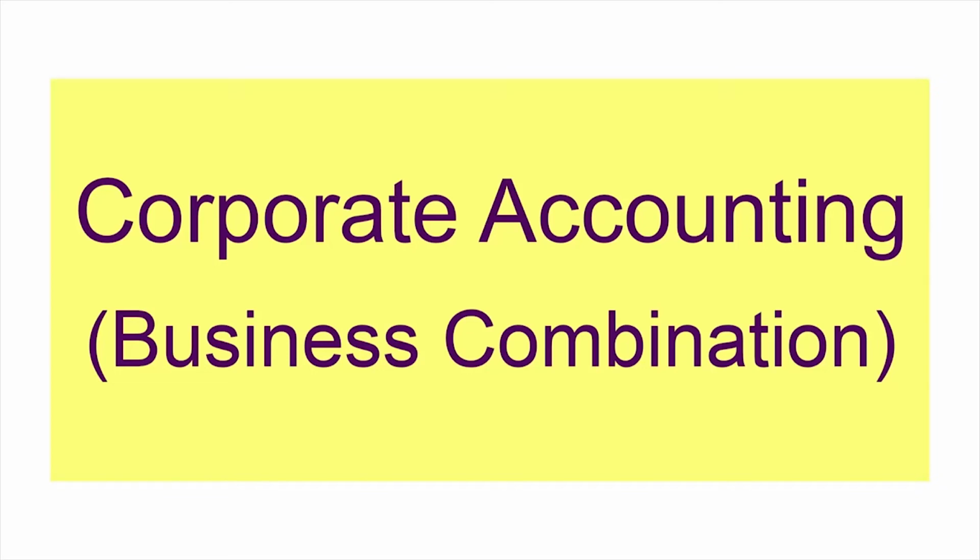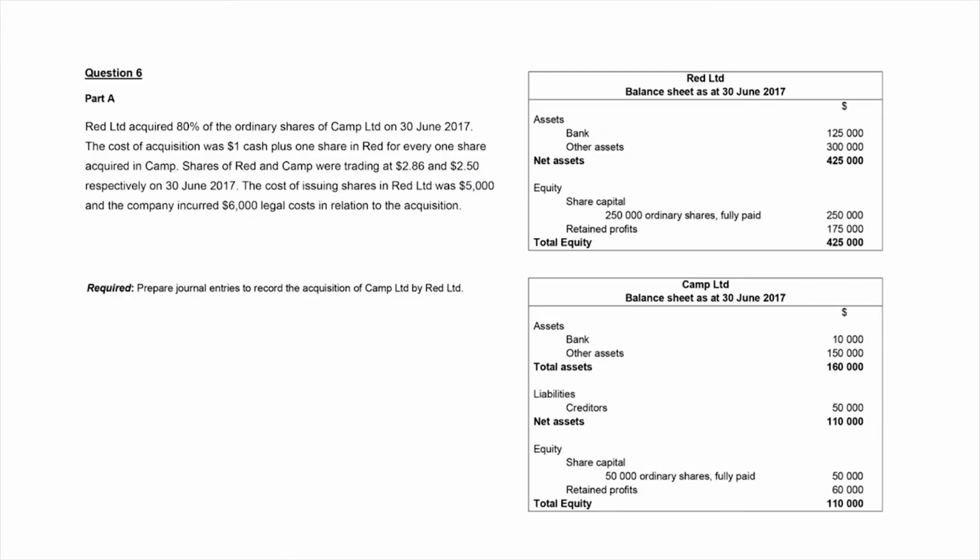We are going to look at a question on business combination. In any business combination question, it's very important that at the beginning you identify whether it is an acquisition of shares or it is an acquisition of assets and liabilities, because this is going to affect the formats of the journals that we prepare later.